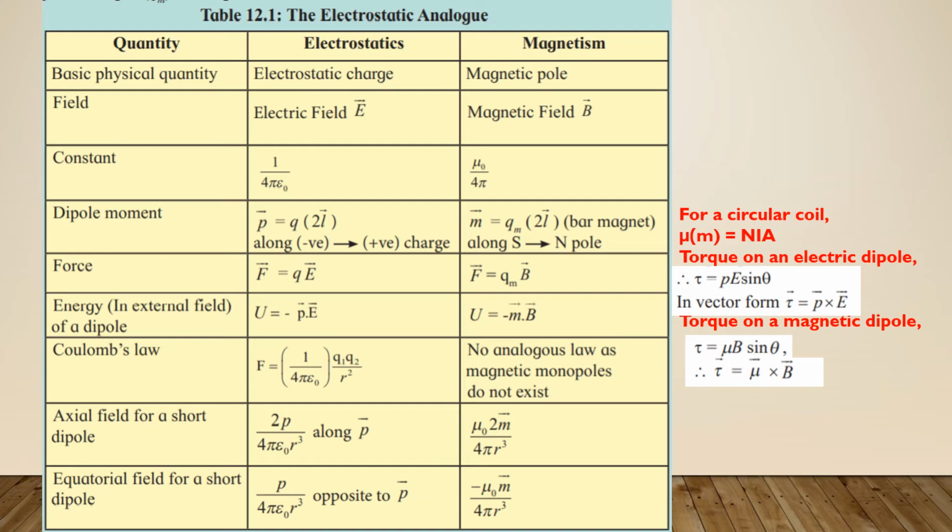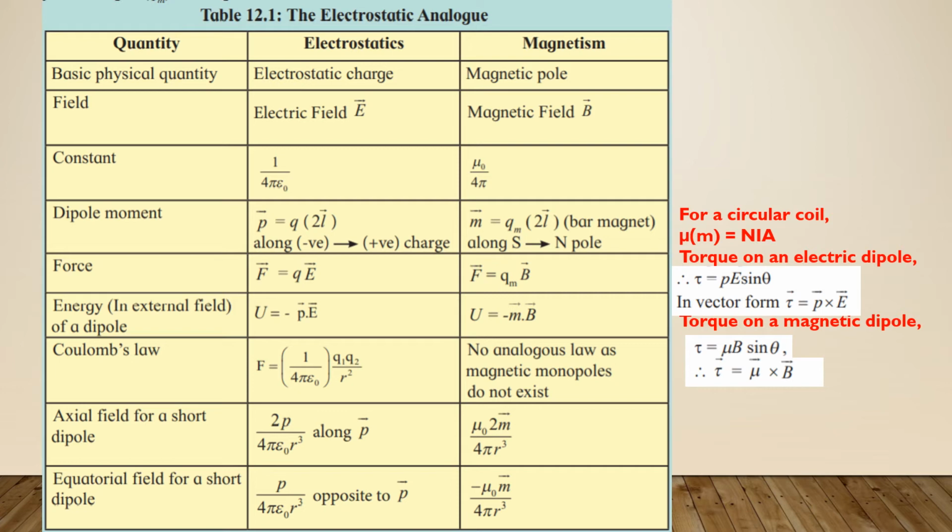In electric field, the field constant is 1 upon 4 pi epsilon 0, which depends on the surrounding medium. Here, epsilon 0 is the permittivity of free space. Whereas in magnetic field, the field constant is mu 0 upon 4 pi, where mu 0 is the permeability of free space.